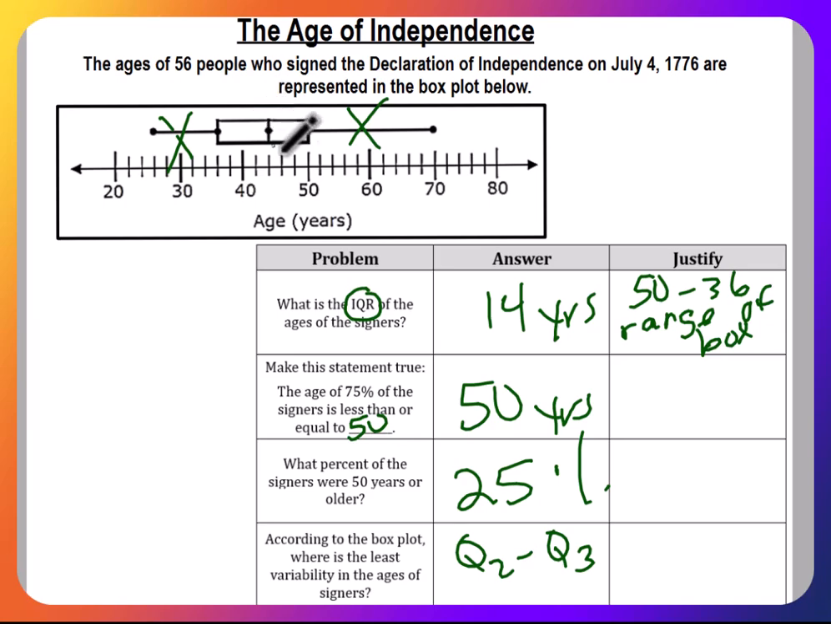How do we know? Well, quartile 2 is 42, so we have 50 minus 42, and that's going to equal 8. It has a variability of 8. It's the smallest section, smallest quartile of your box plot, so it has the least amount of variability. It's closer together, like elbow to elbow, right?